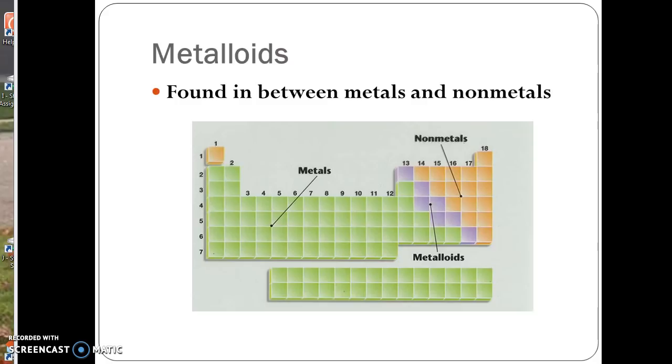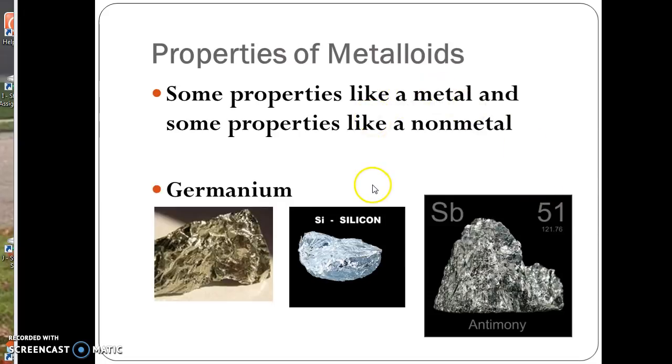Your last category of elements is going to be called metalloids. All right, and these ones are found right between the metals and nonmetals. The reason why these are located here is because metalloids are going to have some properties of a metal and some of a nonmetal. So it might be shiny, but very brittle. Shiny like a metal and brittle like a nonmetal. It might be shiny like a metal, but not conduct electricity, which is more like a nonmetal.